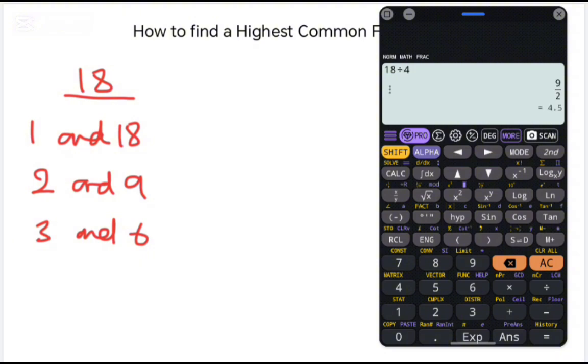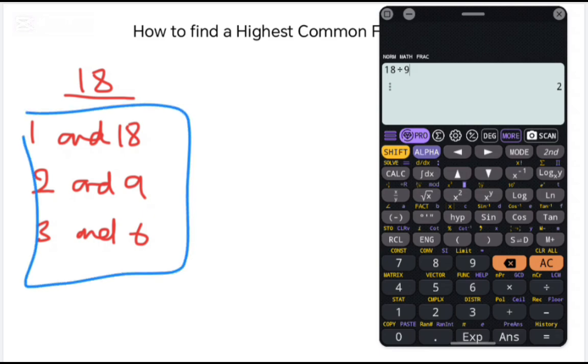Divide by 4, it gives you a fraction. 5, it gives you a fraction. 6, we already have 6 there. The ones that you already have, you don't have to divide again. Then 7, it gives us a fraction. 8, it gives us a fraction. 9, we already have 9 there. So these are all the factors of 18. How do you find it? We just use our simple calculator.